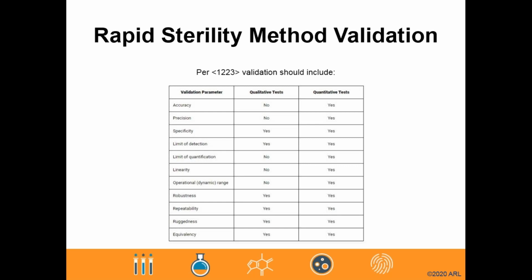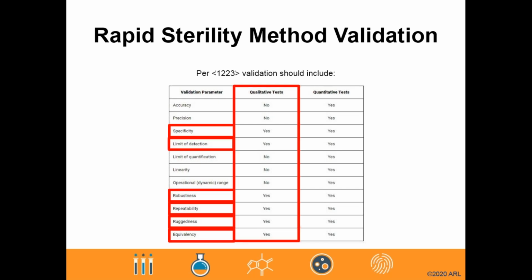This slide shows Table 1 from USP Chapter 1223, which is titled The Validation Parameters by Type of Microbiological Test. As you can see, this table is broken down based on quantitative and qualitative test methodologies. Since sterility testing is a qualitative test, meaning that it yields a result of growth or no growth, or sterile or not sterile, we will focus mainly on the left column here.